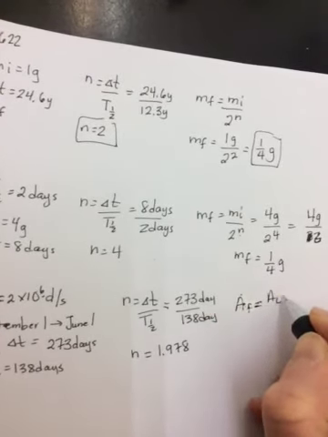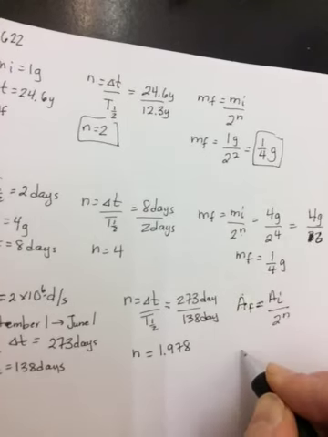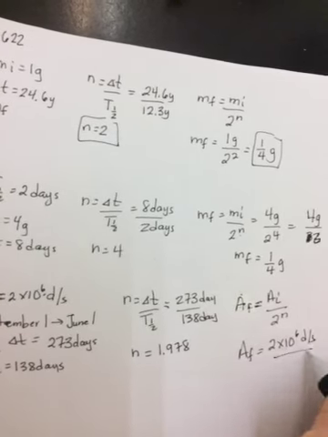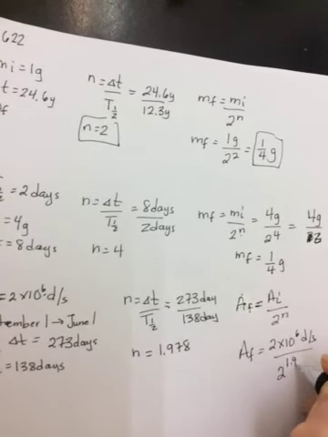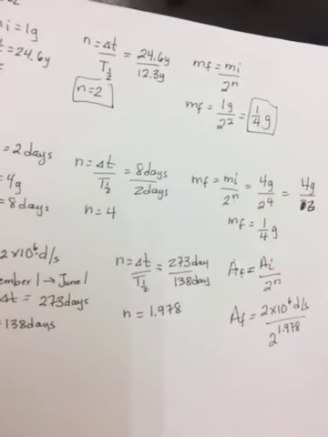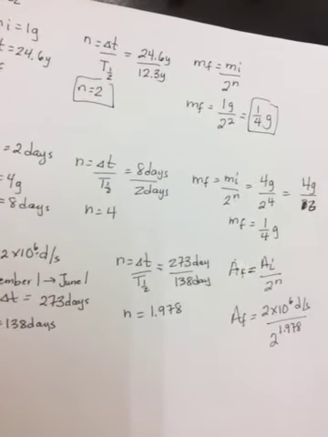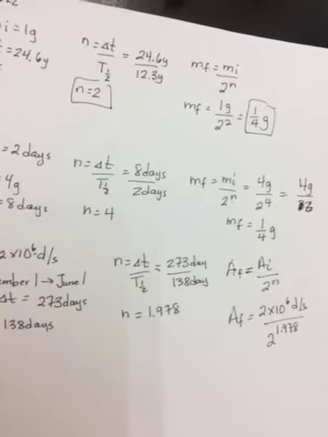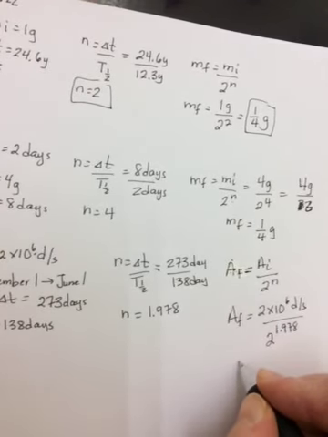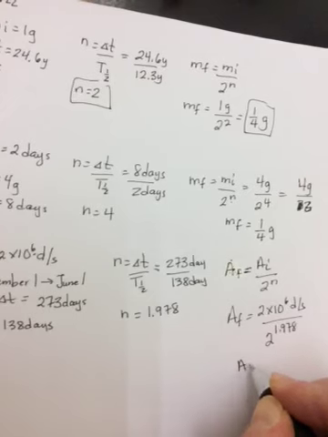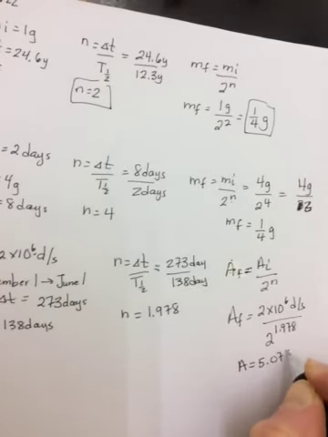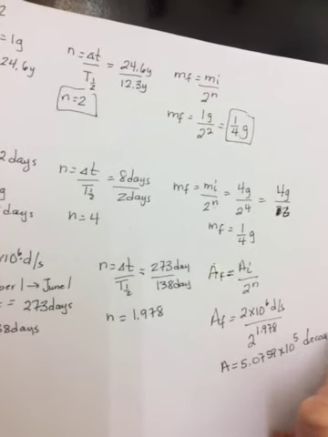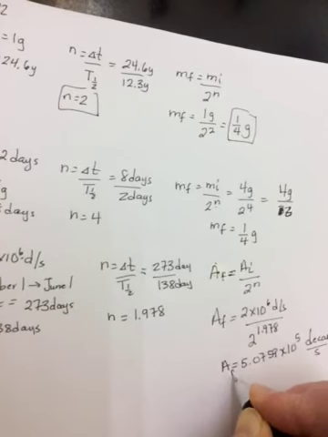So now we're going to call it AF is equal to AI over 2 to the n. So AF is equal to 2 times 10 to the 6 decays per second over 2 to the 1.978. And no, you should not round that. You can actually leave it all in your calculator and raise 2 to that. And I think you get 5.0759 times 10 to the 5th decays per second. Okay, so your AF.